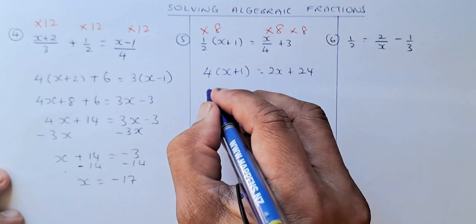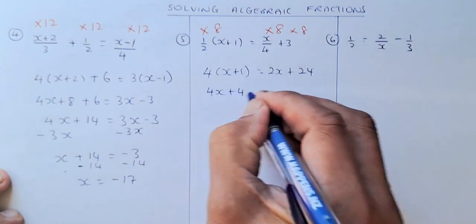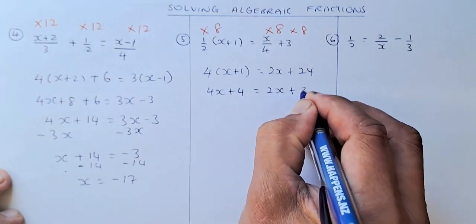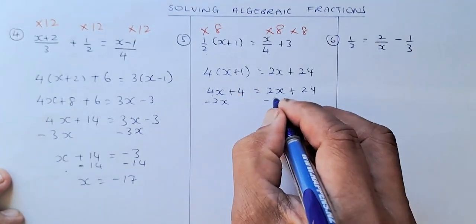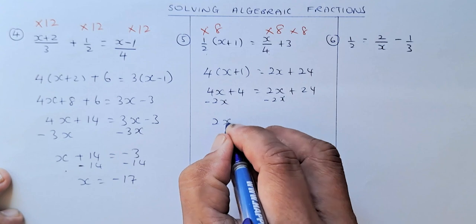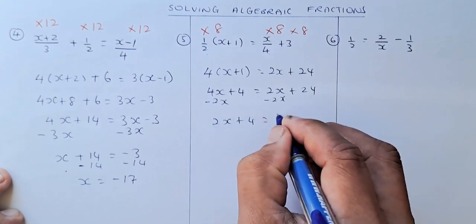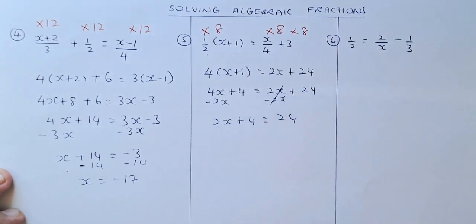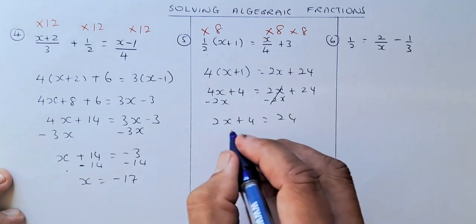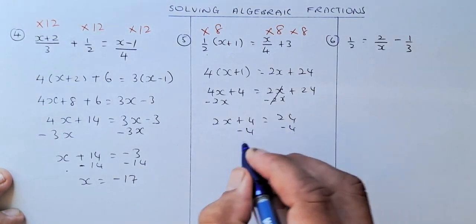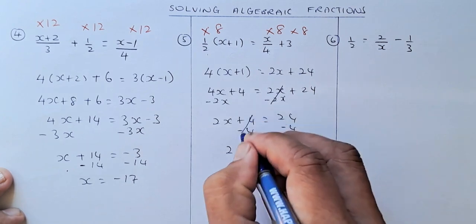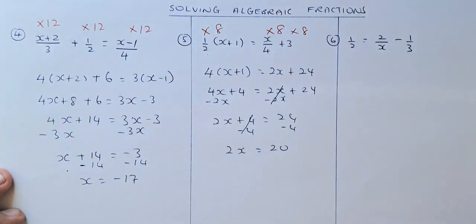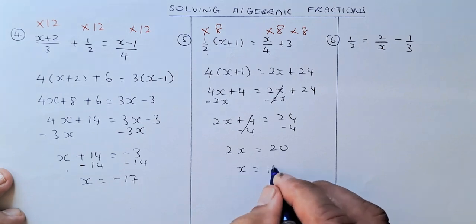So you expand, it's going to be 4x + 4 = 2x + 24. Now you get rid of the 2x. You minus 2x on both sides. So it gives you 2x + 4 = 24, because 2x - 2x will be 0. Now you minus 4 on both sides. So it's going to be 2x = 20, because 4 - 4 equals 0, and your x is equal to 10.